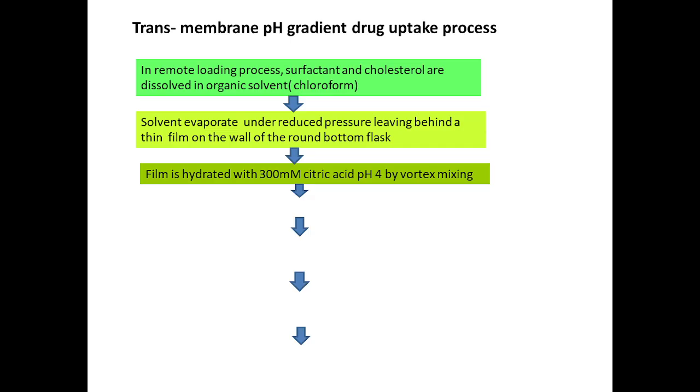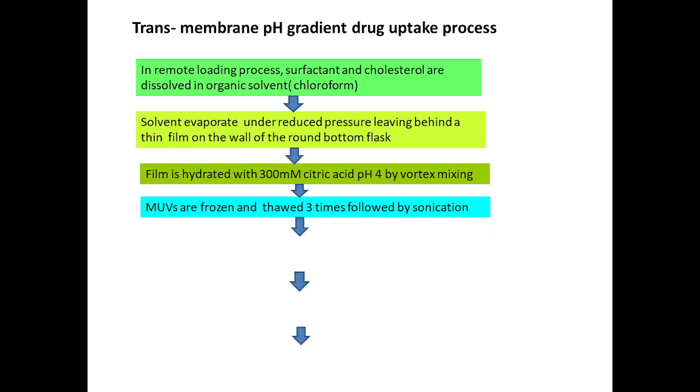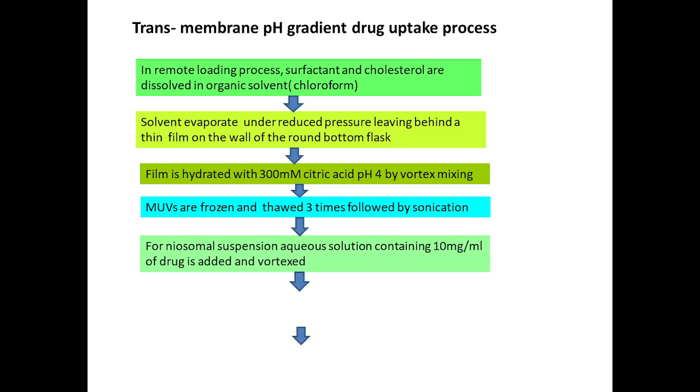Film is hydrated with 300 millimolar citric acid, and pH is maintained at 4, by vortex mixing. Now after evaporation of solvent, a thin film is produced which is deposited and hydrated with 300 millimolar citric acid. Multilamellar vesicles are frozen, thawed 3 times, followed by sonication. For niosomal suspension, aqueous solution containing 10 mg per ml drug is added and vortexed.